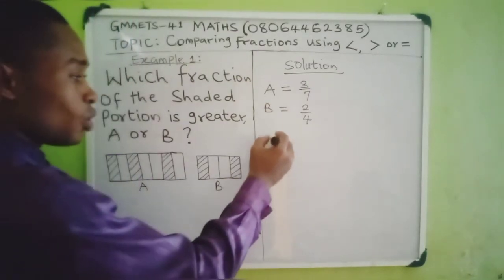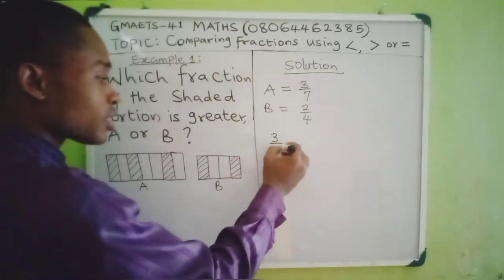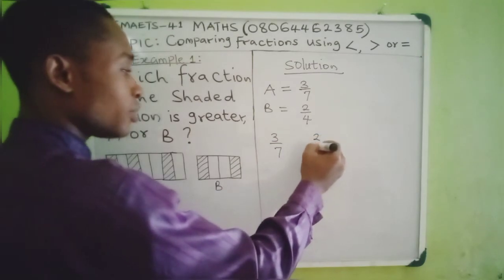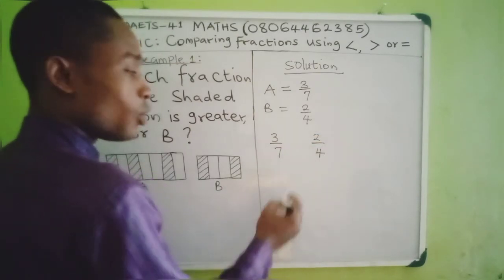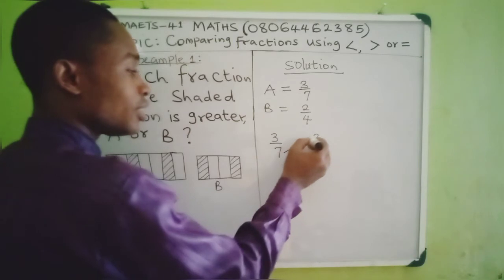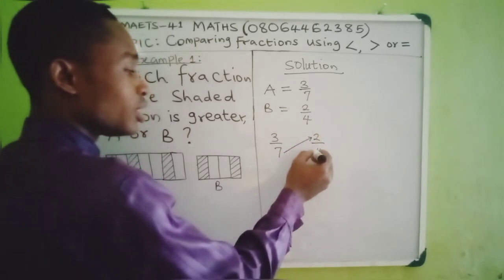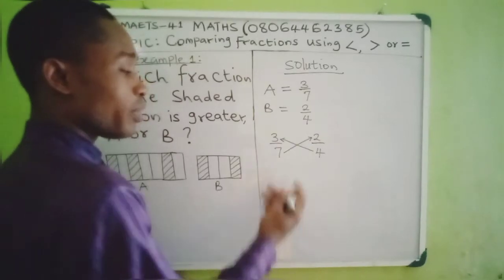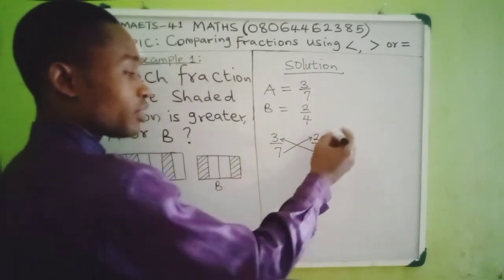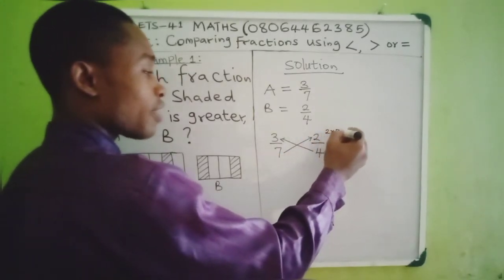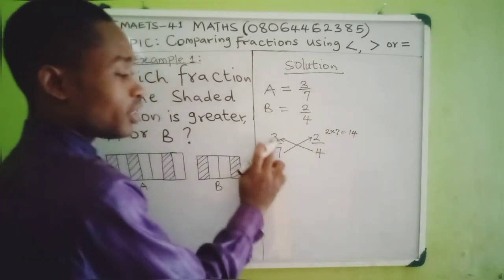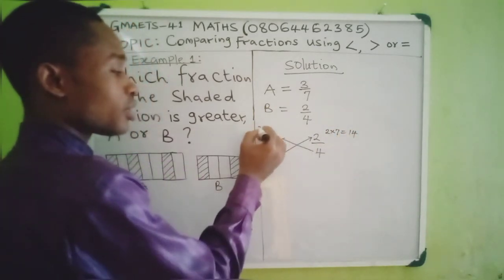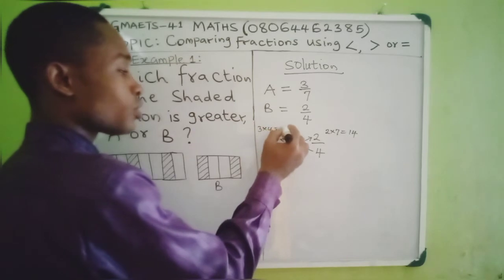Now let us go. We have 3 over 7. We bring those fractions down, 2 over 4. Then we are going to link the denominators to the numerator, and do some form of multiplication. 2 times 7 will give us what? 2 times 7 is equal to 14. Then 3 times 4 is equal to 12.